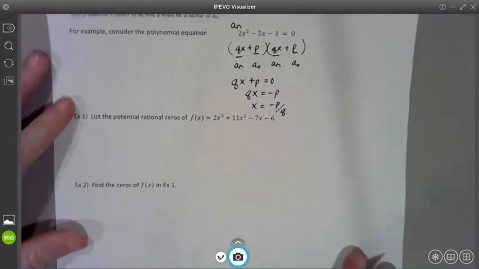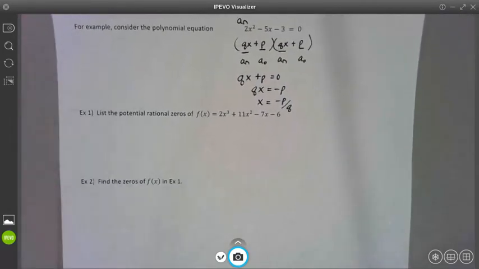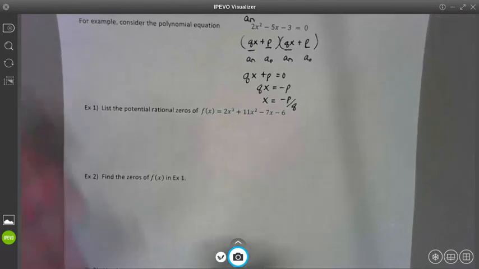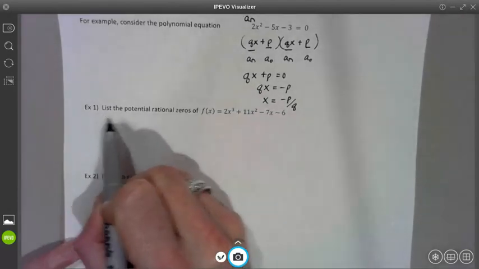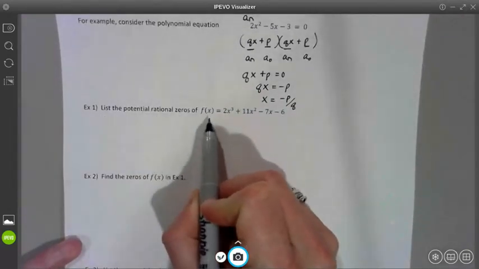I know if you guys remember from Algebra 2, this is usually a process you did not like because it kind of takes a while. We're going to try and trim that down by employing the graphing calculator to take a little bit of the guesswork out, all right? But here we go. So it says, list the potential rational zeros of f of x.